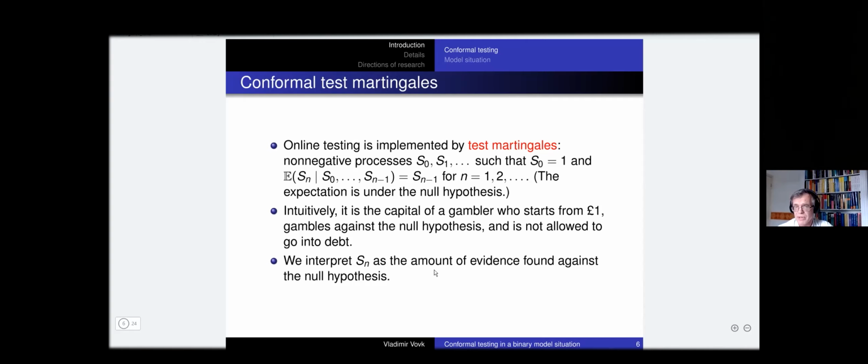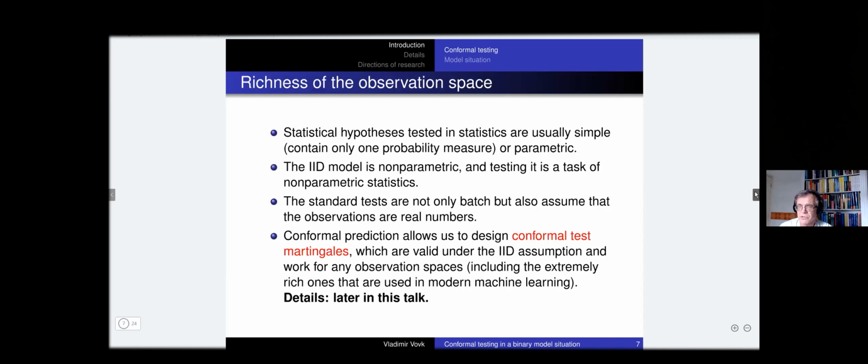Okay, so we are gambling against our null hypothesis. So if the null hypothesis is correct, we don't expect to gain a lot. But if it's wrong, of course, everything is possible. And if our capital becomes very, very large, it means we are entitled to reject our null hypothesis.